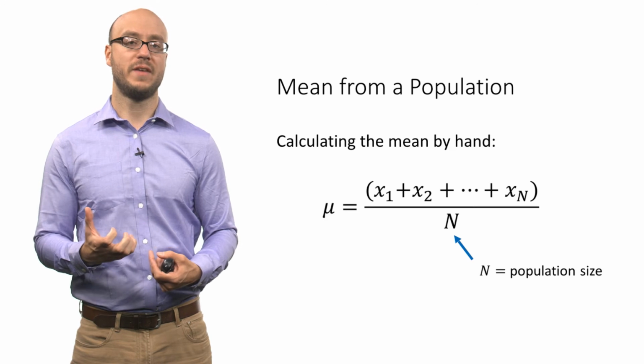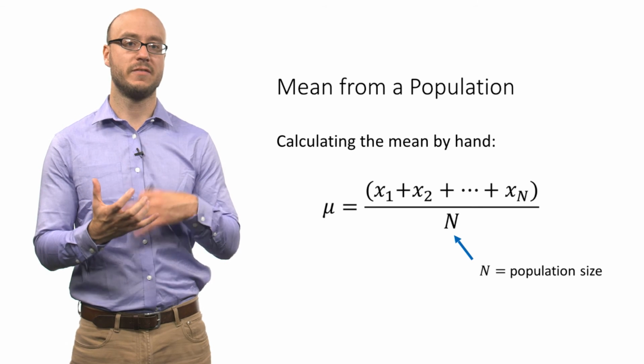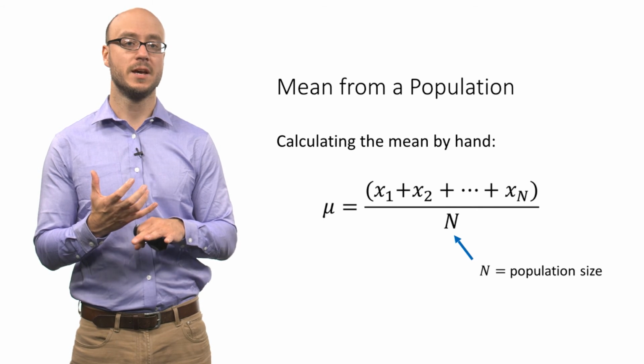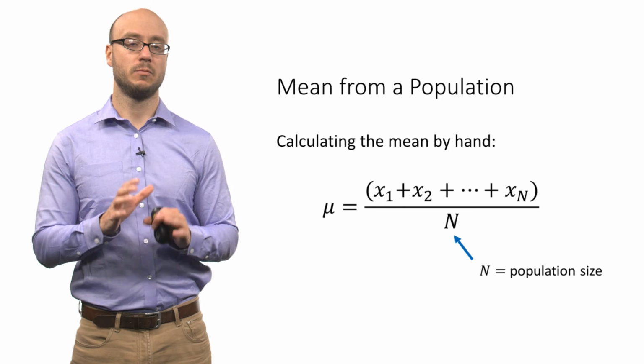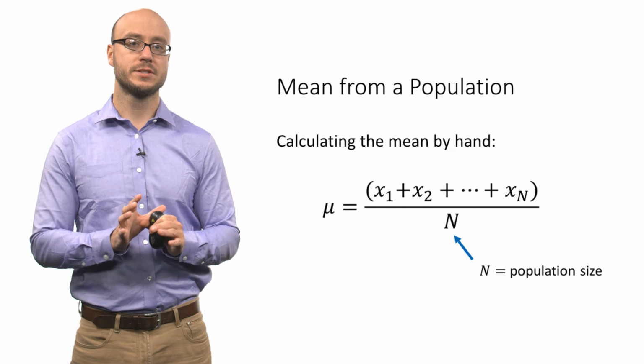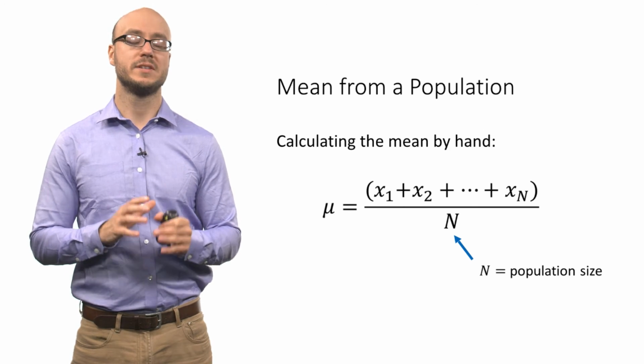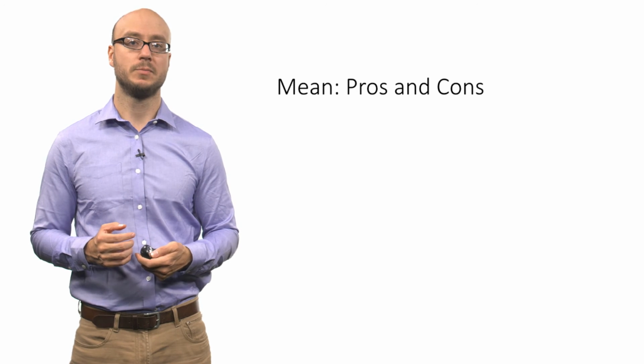Okay, so you can see that the actual calculation is the same. You're just adding up the values of the different observations and dividing by the total size of the population or the sample. If it's the population mean, we call it mu. If it's the sample mean, we call it x bar.